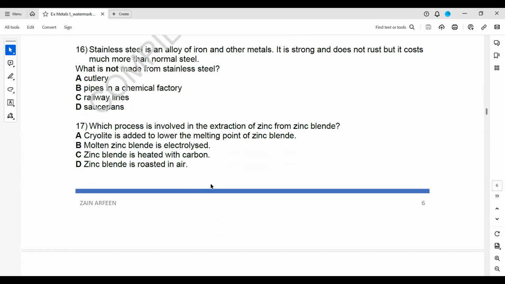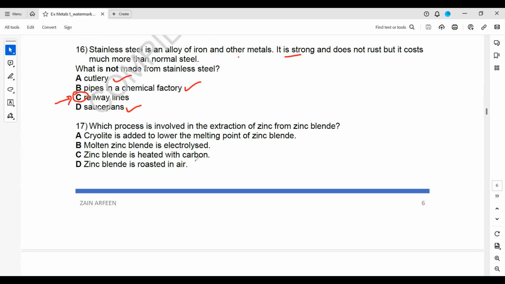Question 16. Stainless steel is an alloy of iron and other metals. It is strong and does not rust, but it costs much more than normal steel. What is not made from stainless steel? Cutlery, yes, it's from stainless steel. Pipes in a chemical factory or chemical plant, and saucepans are also stainless steel. But railway lines, because of the very high cost, are not from stainless steel. Otherwise, it would be too expensive to build a track for the train.